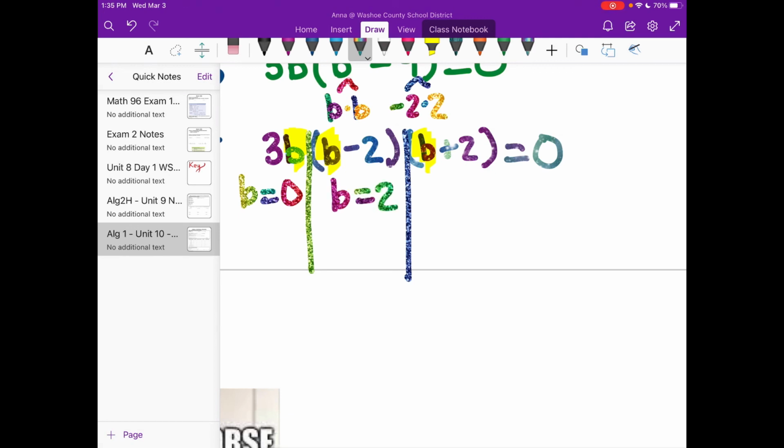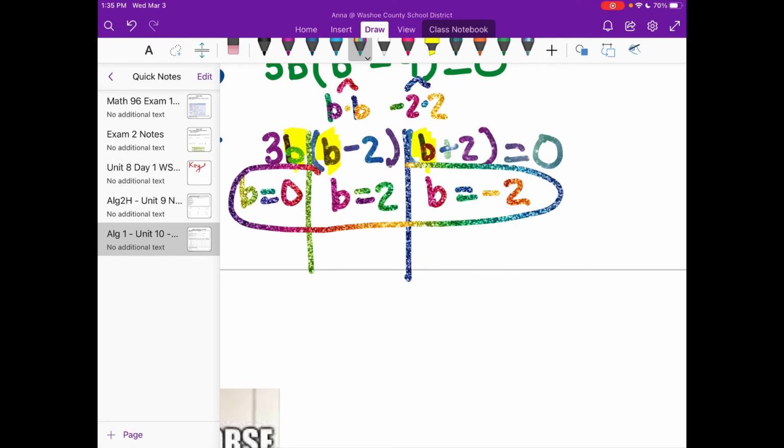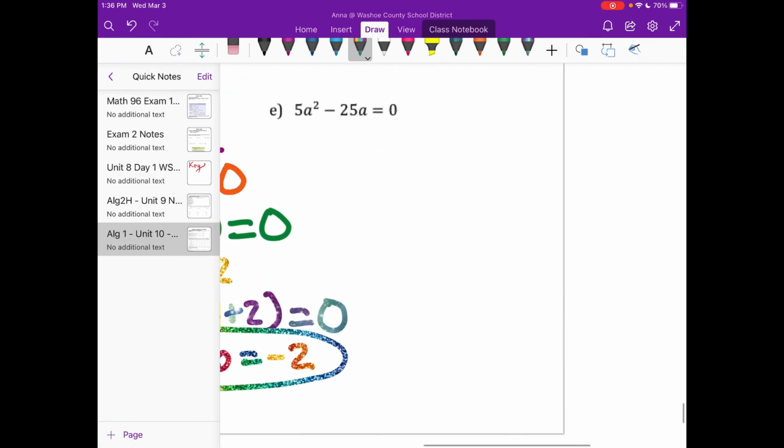If I plug in a positive 2 for this b, that's going to get me a 0. 2 minus 2 is 0. And if I plug in a negative 2 for this b, I'm definitely going to get a 0. So look at all those zeros. 0, 2, and negative 2. Oh my gosh. We totally needed rainbow pen on that one, for sure.